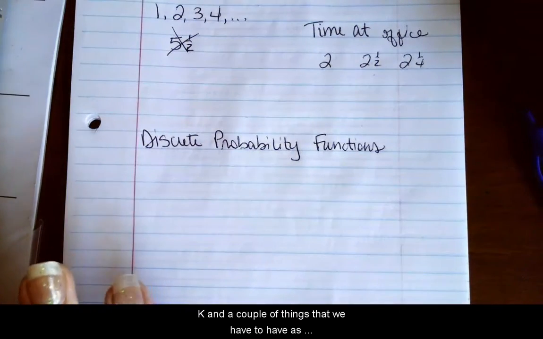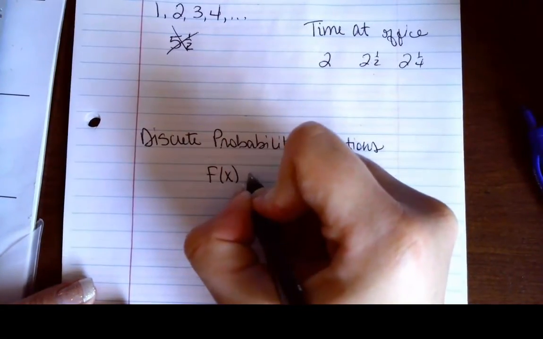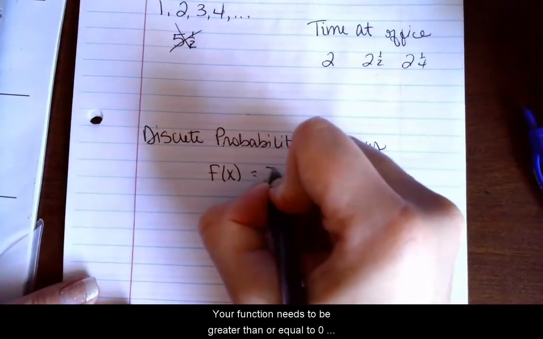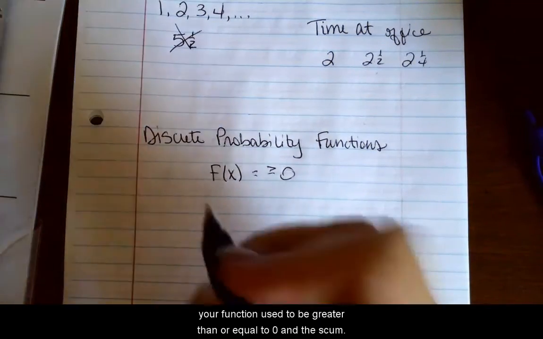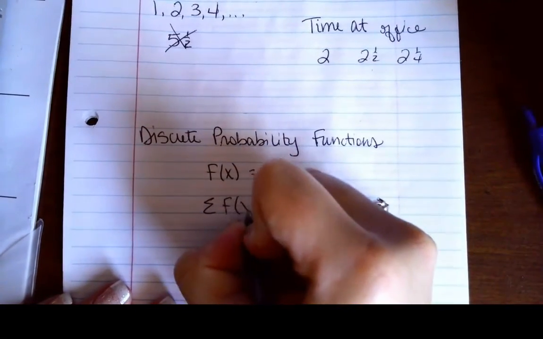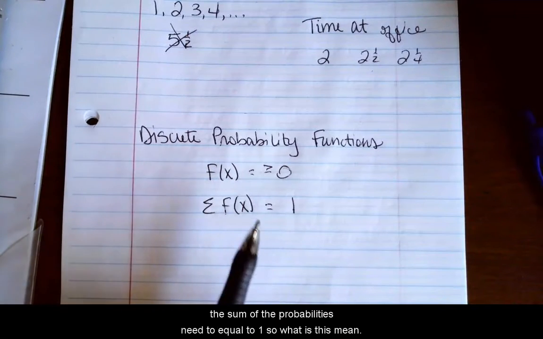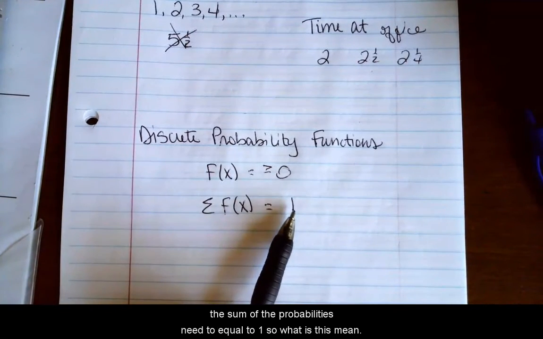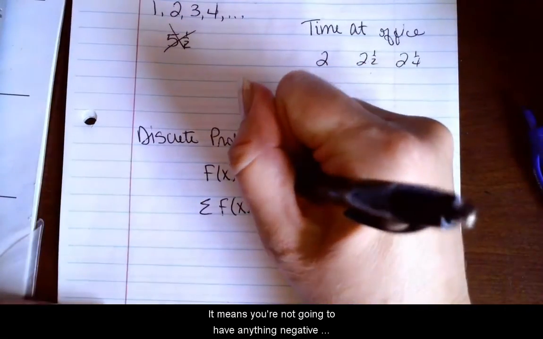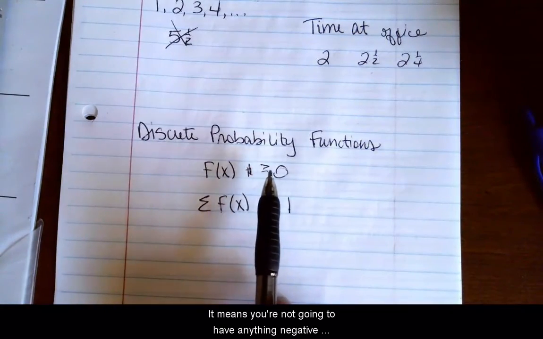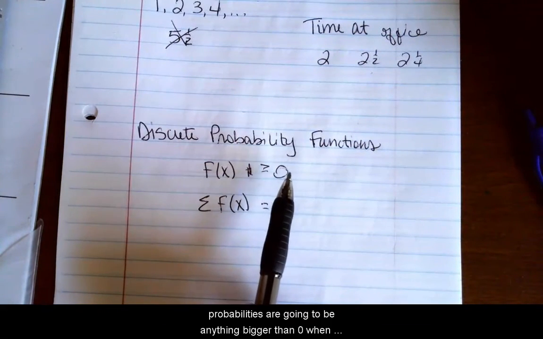Okay, and a couple of things that we have to have as conditions. One of them is that your function needs to be greater than or equal to 0. Your function needs to be greater than or equal to 0, and the sum of every function needs to add up to 1. In other words, the sum of the probabilities needs to equal 1. So what does this mean? It means you're not going to have anything negative because you want everything bigger than 0.